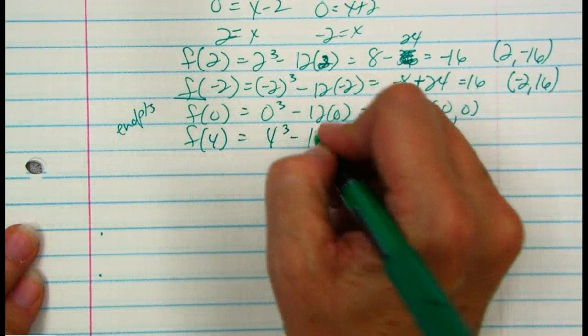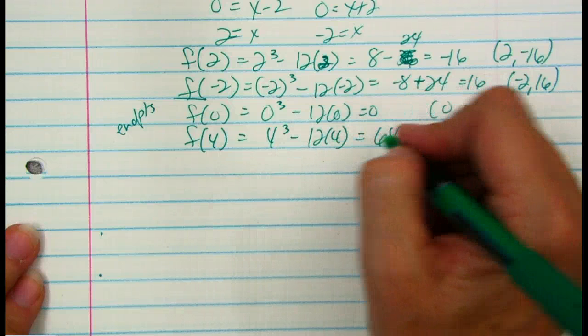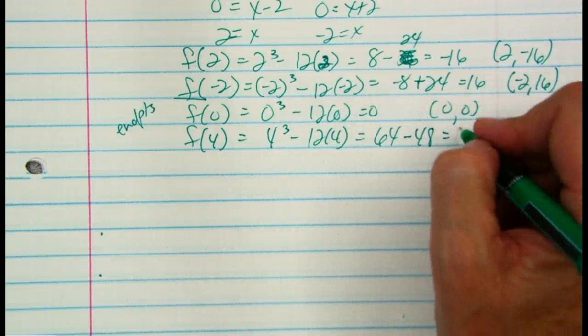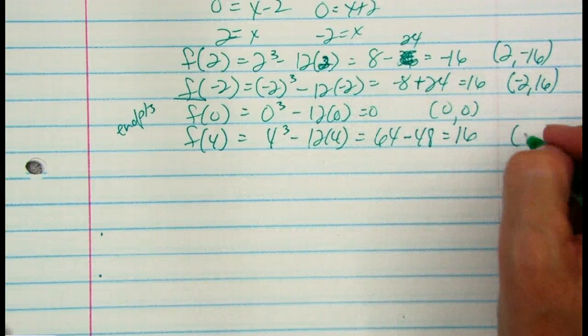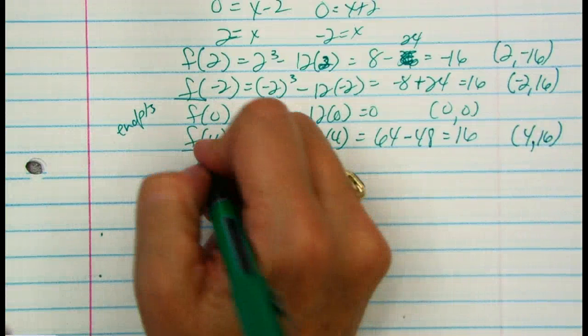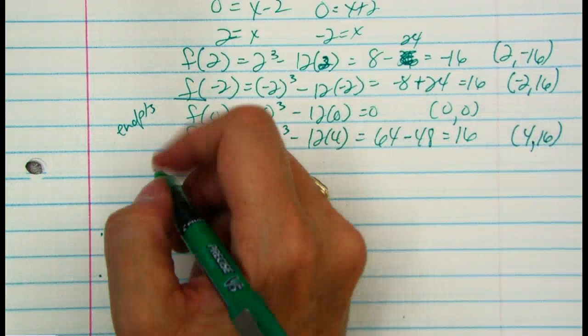That's 4 cubed minus 12 times 4. So 4 times 4 times 4 is 64, and negative 12 times 4 is minus 48. So what is that? That will be 16. What ordered pair do I get? (4, 16). Here I go with my conclusion because I'm done. I've looked for all the extrema that I can.